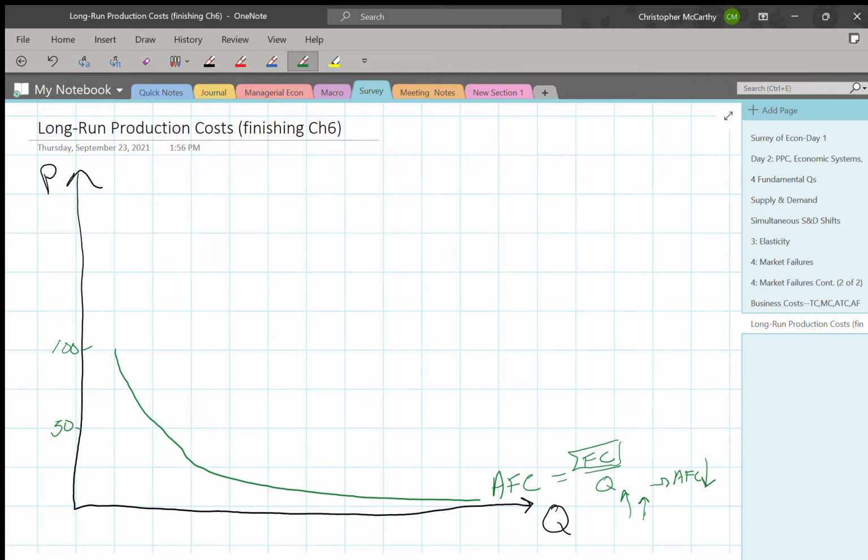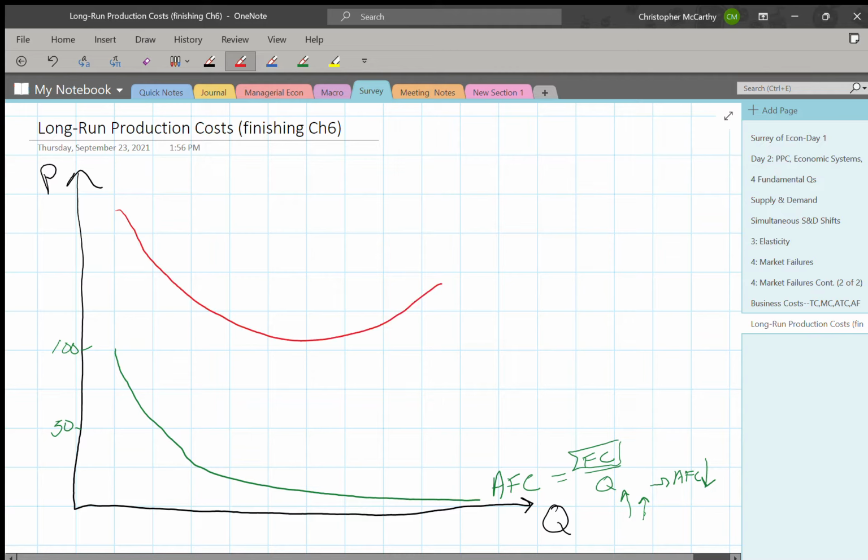Then we had our average total cost, which is this U shape, starts up around here, does something like this. And we have our marginal cost, which is our Nike swoosh. That's telling us how much an additional unit will cost.